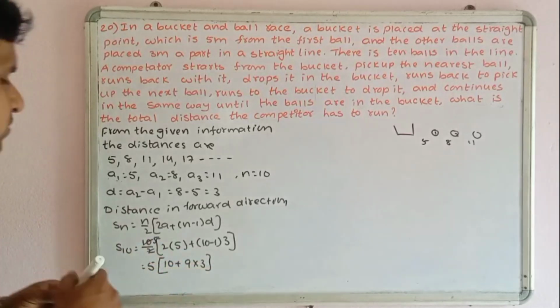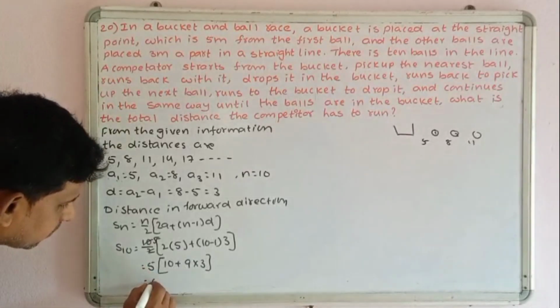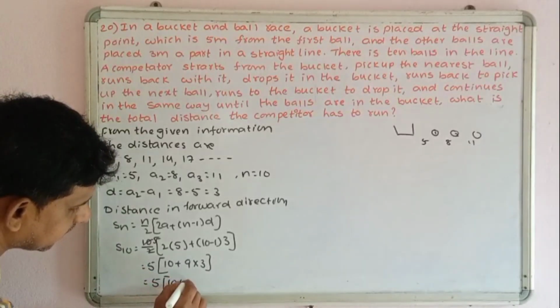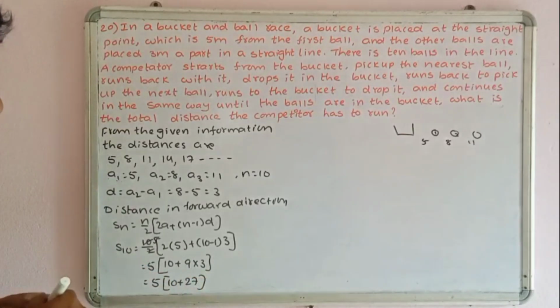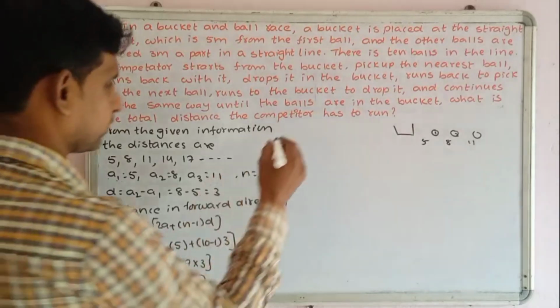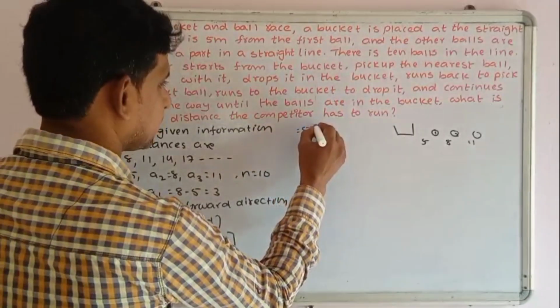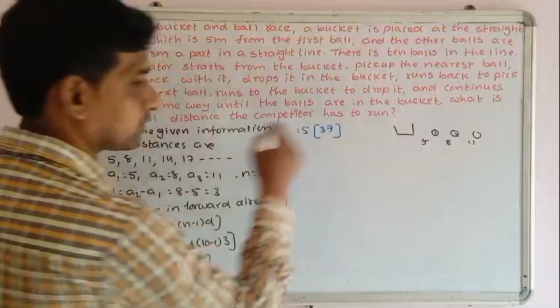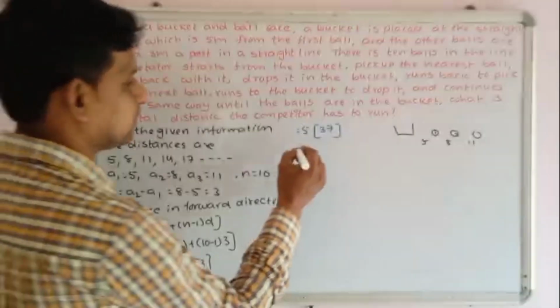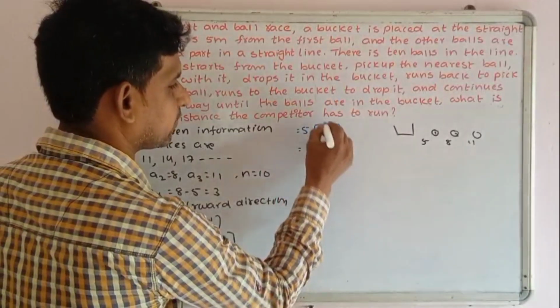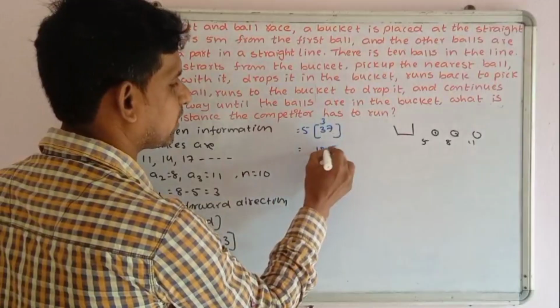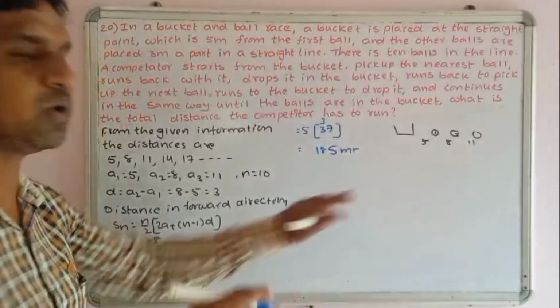That equals 5 into 10 plus 9 3s are 27. So 5 into 10 plus 27 is 37. See, 5 7s are 35, 5 3s are 15, that gives 185 meters in only one direction.